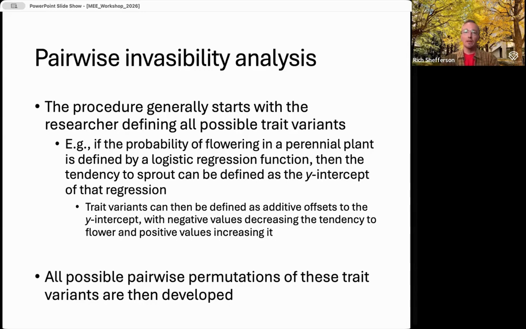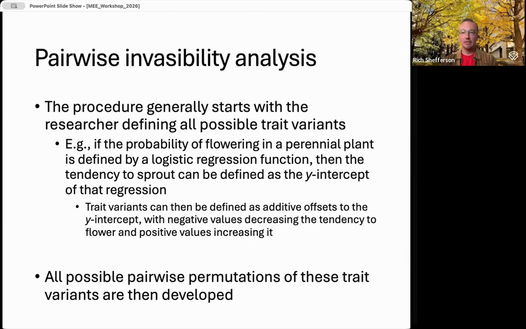What that might mean is that I have regression equations that I'm using to propagate vital rate values. Because I work with plants very much, I might have a probability of flowering, which is determined via a regression model. That might be a logistic regression, and there might be a y-intercept to that. So I might test the tendency to flower by coming up with a range of additive deviations to that y-intercept. If I make it more negative, then there's less flowering. If I make it more positive, then there's more flowering. And so the trait spectrum that I'm working with is additive deviations to the y-intercept in that case.